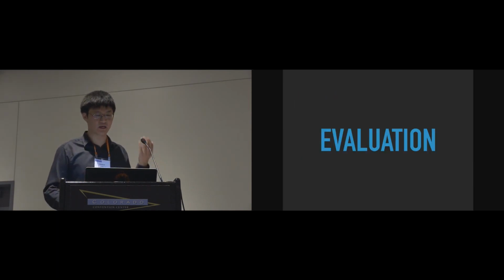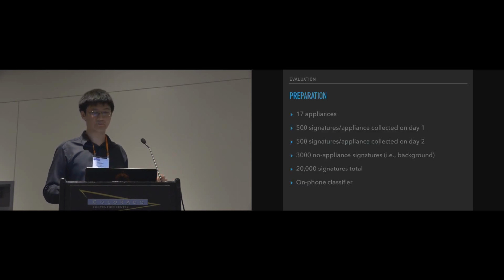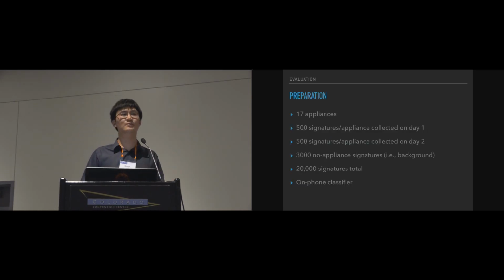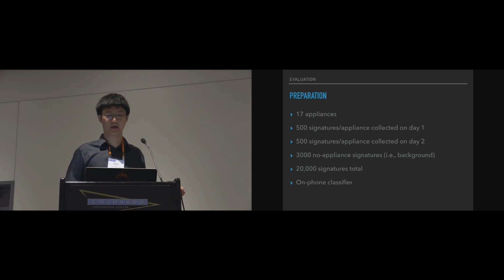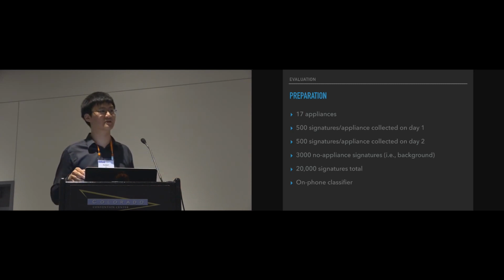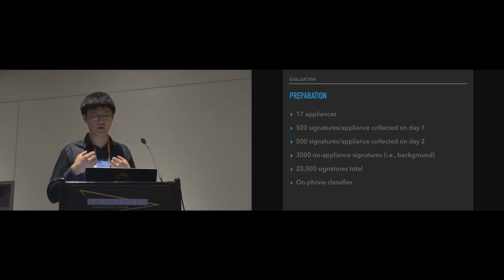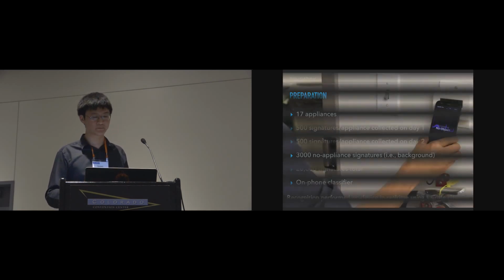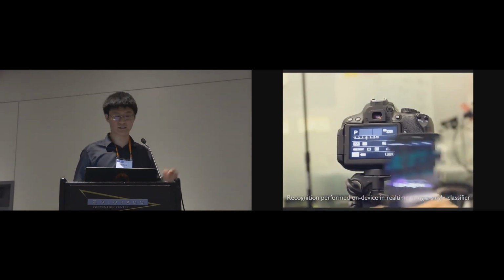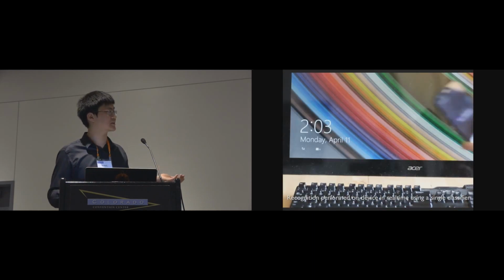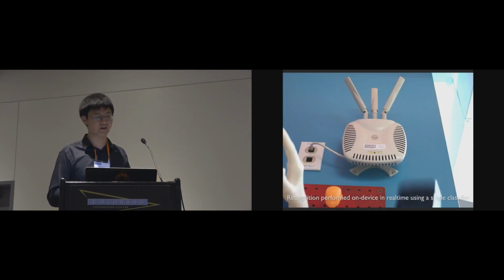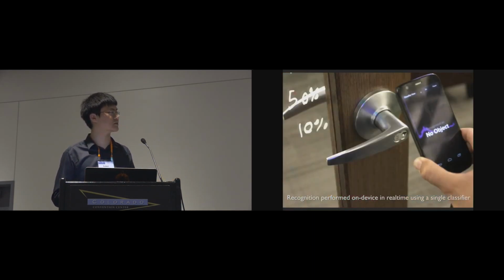To validate our system, we carried out an evaluation of the system's accuracy. In preparation for the study, we selected 17 appliances and collected EM signatures for each one. In order to achieve some temporal stability, we collected this data over 2 separate days. In all, we collected 20,000 signatures, then trained a classifier that runs directly on our phone. And in this video, you can see our devices along with their characteristic EM signatures, and our classifier detecting each one of these devices. I'll just run that through.